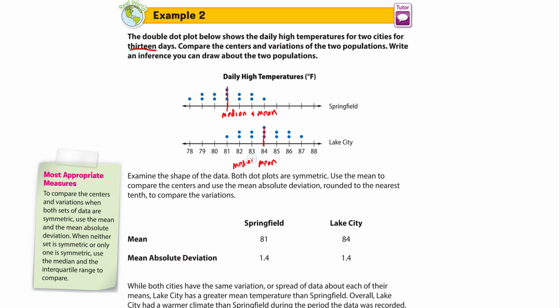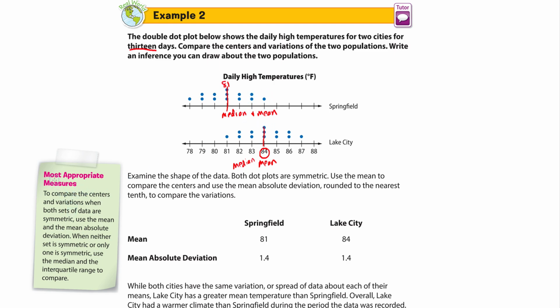So based on the median and the mean, what can we say? Well, this is at 81, Lake City's at 84. I could say that Lake City is warmer by about 3 degrees on average. I could use the mean or median. They're the same number here if it's symmetric.